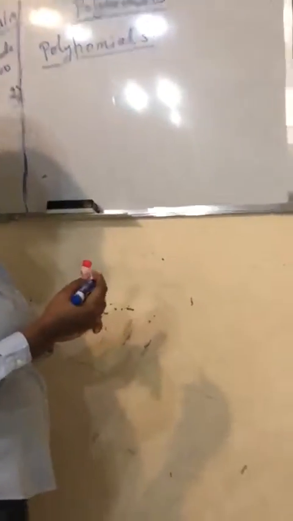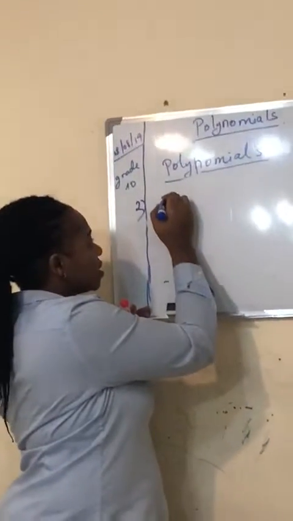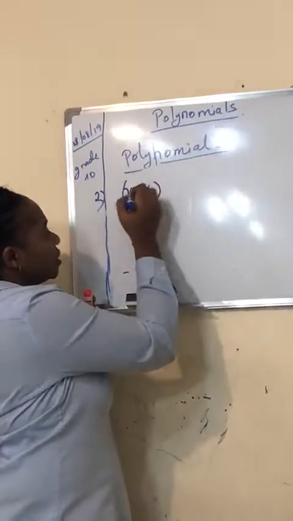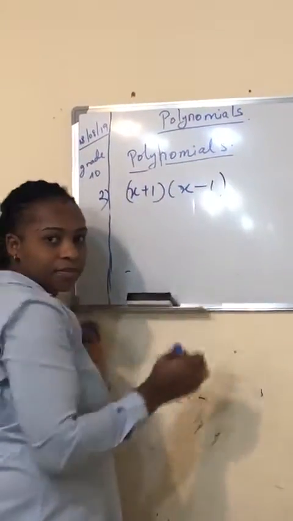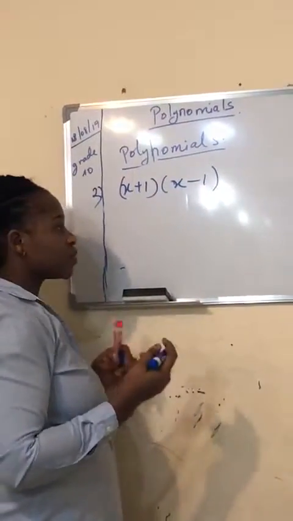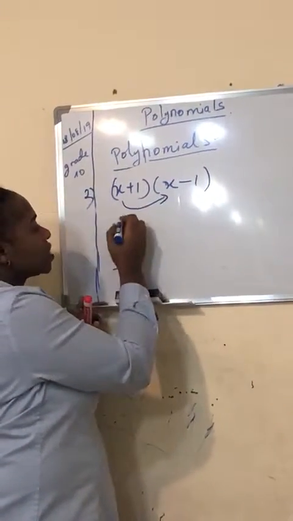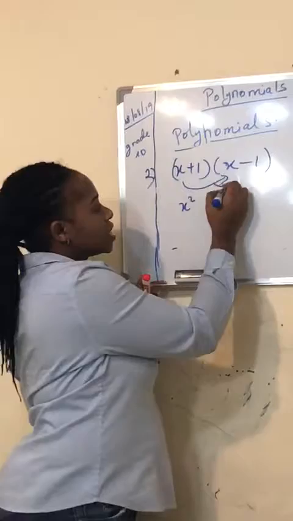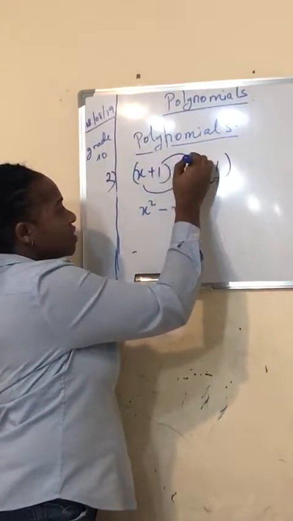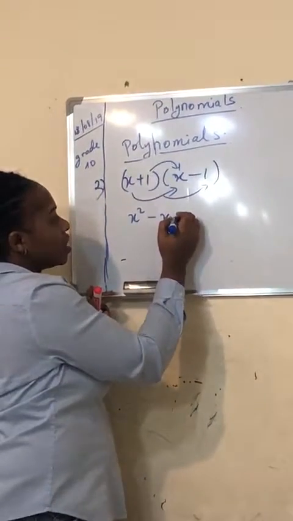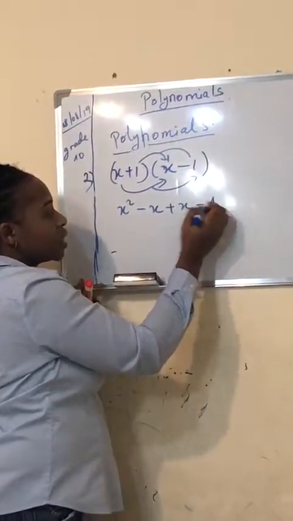We have, let's say, x plus 1 into x minus 1. So we are going to have the same pattern. We have x into x, which gives us x squared. x multiplying minus 1 gives us minus x. 1 multiplying x gives us plus x. And 1 times minus 1 gives us minus 1.